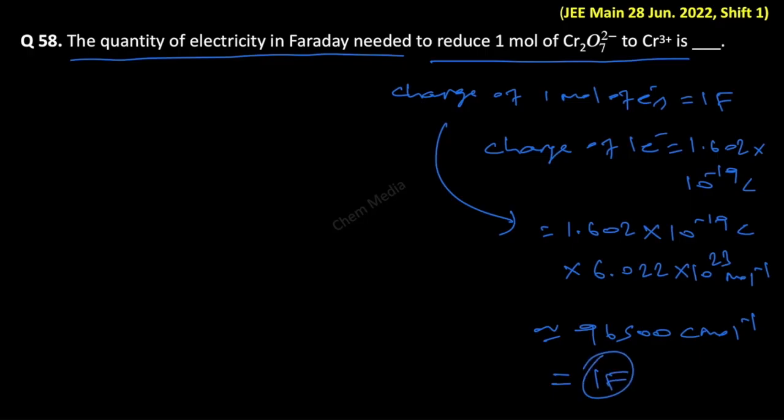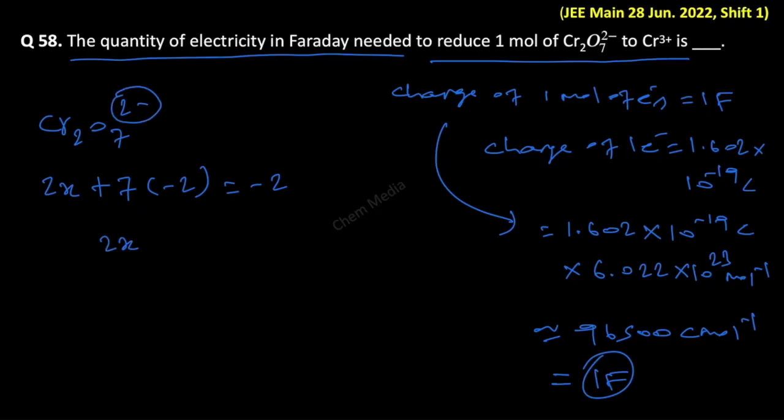Now here in the dichromate ion, we first need to see the oxidation state of chromium. So let us keep it as 2x, because we have 2 chromium atoms, plus 7 times minus 2, because the valency of oxygen is 2, therefore the charge we give it as minus 2, and that is equal to minus 2 because the net charge is 2 minus.